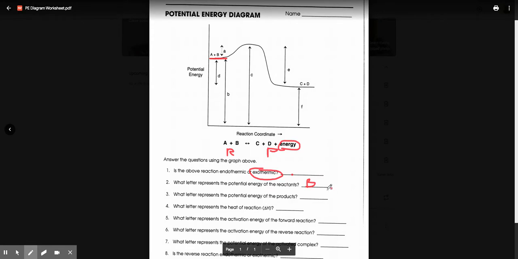Next, what letter represents the potential energy of the products? The products are C and D. So this right here is the amount of potential energy for the products. So what is that letter? F. Good.